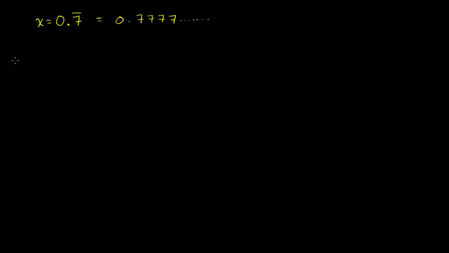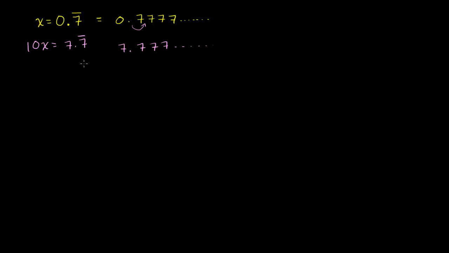Now what would 10x be? Well, let's think about this. 10x would just be 10 times this. And we could even think of it right over here. If we multiplied this times 10, you'd be moving the decimal 1 over to the right. It would be 7.777, on and on and on and on forever. Or you could say it is 7.7 repeating.